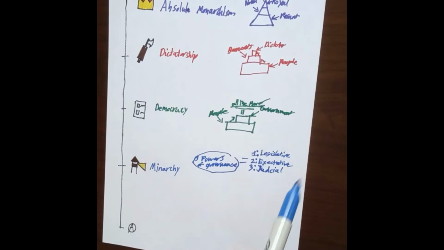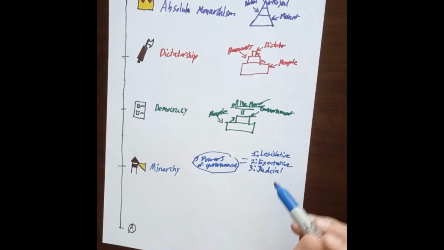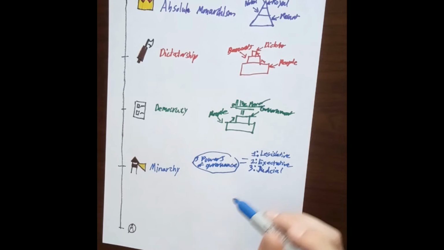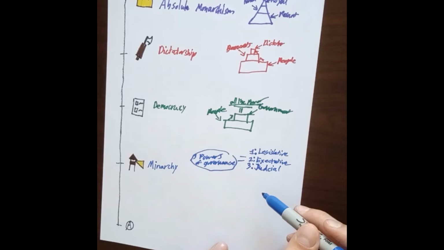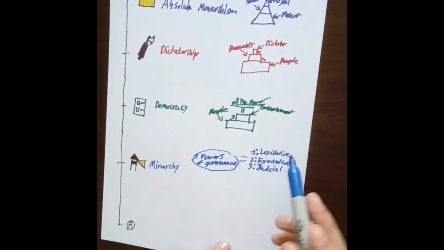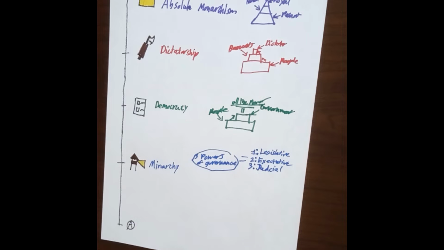So basically, judicial power is the ability to convict and sentence any lawbreakers. All right? So the ability to convict and sentence basically anyone you want to, for any reason. Now, there is something.